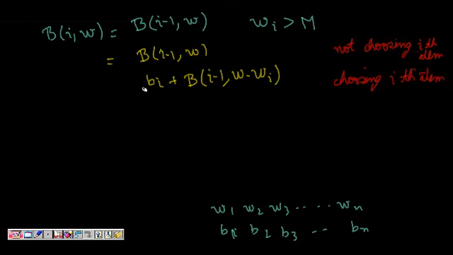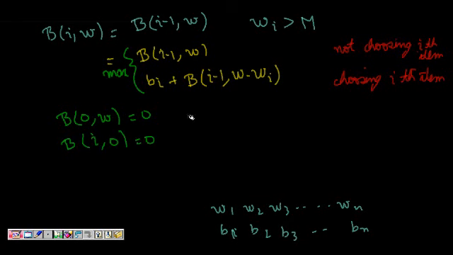So this way, now there are two possible choices, so this is basically max of this. And we know that B of 0 comma any w will be 0 because I'm not choosing any item, and B of any i items if weight is 0 will also be 0. So this is the recurrence relation, and now we will see one small example.